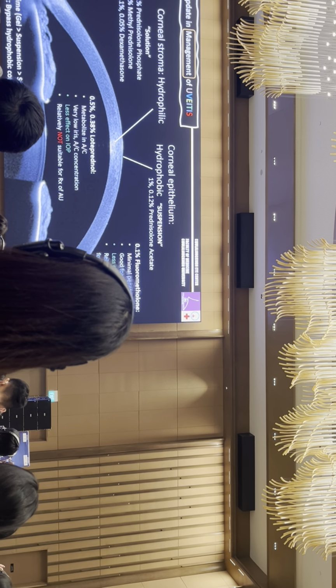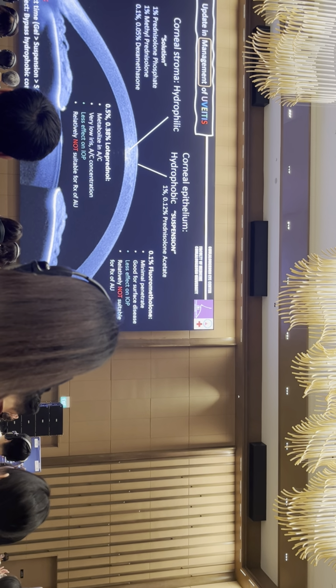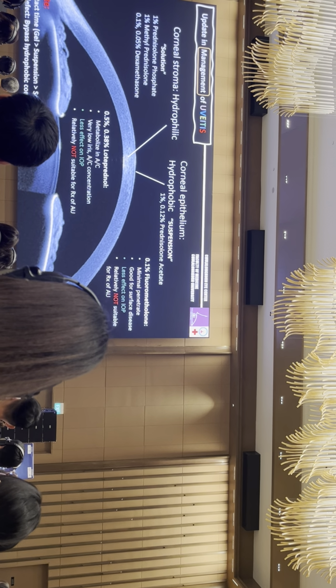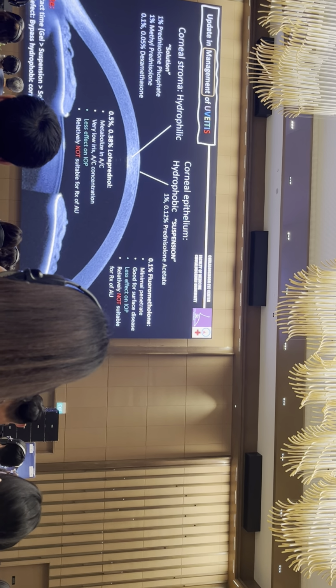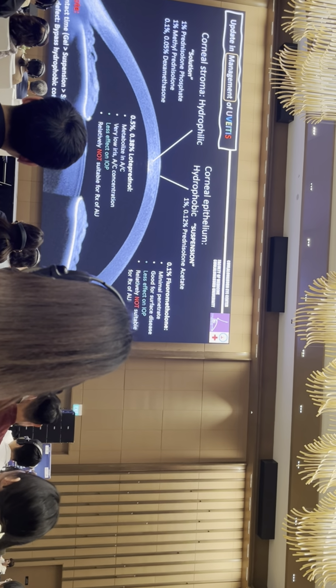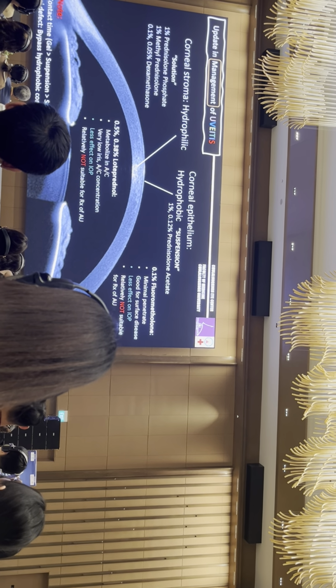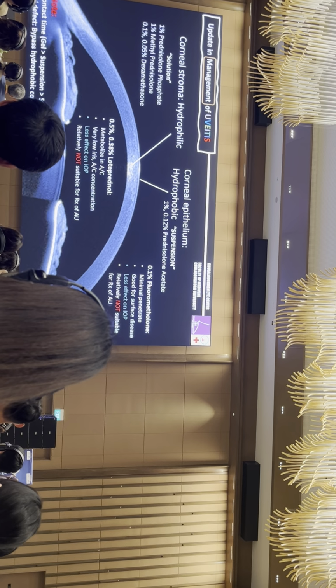But in some cases of anterior uveitis, you might need a stronger one. Not just stronger, but it has to penetrate through the corneal epithelium and the corneal stroma as well. So use the proper steroid for the proper disease.